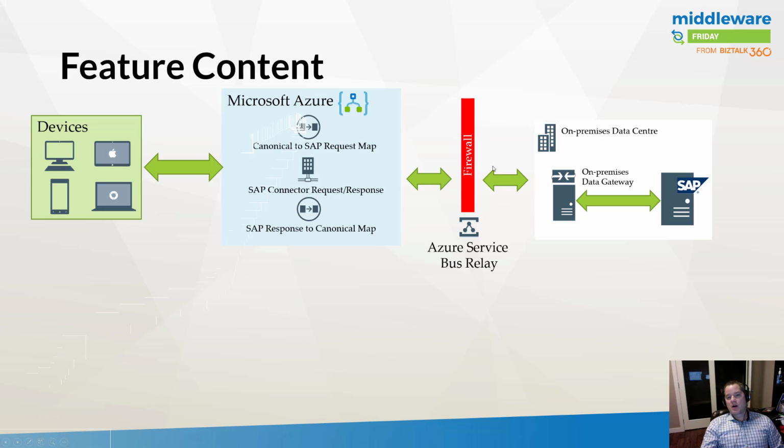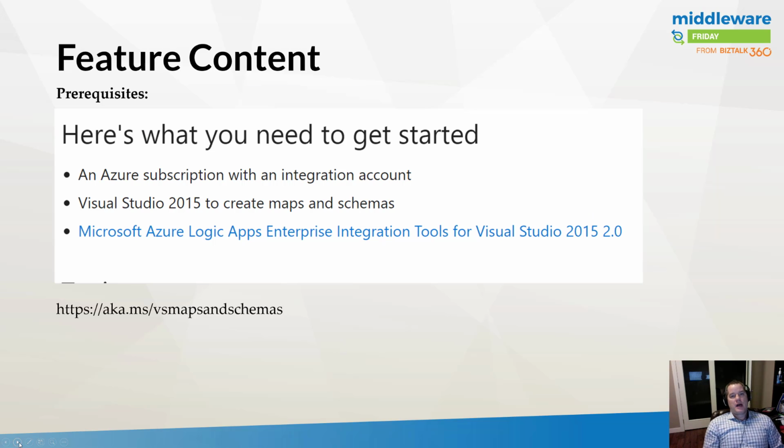Once again, when we are calling SAP, we need to go through the on-premise data gateway, and the way that we're able to bridge firewalls is through the Azure Service Bus Relay. Now, in order to build or use the Enterprise Integration Pack, there's a few prerequisites.